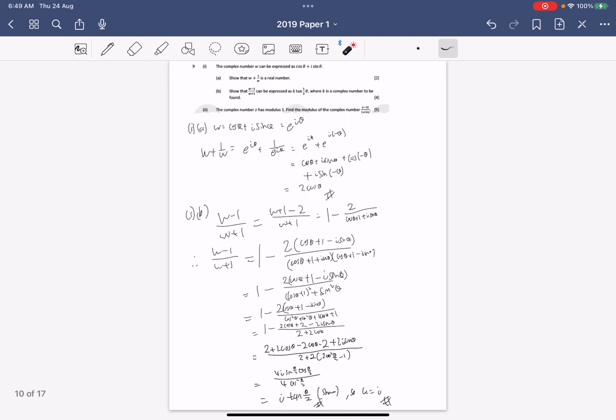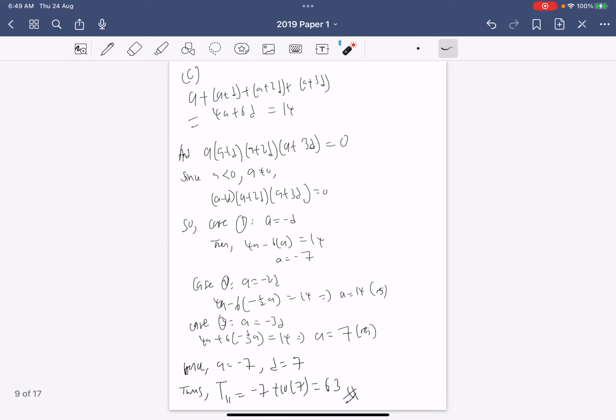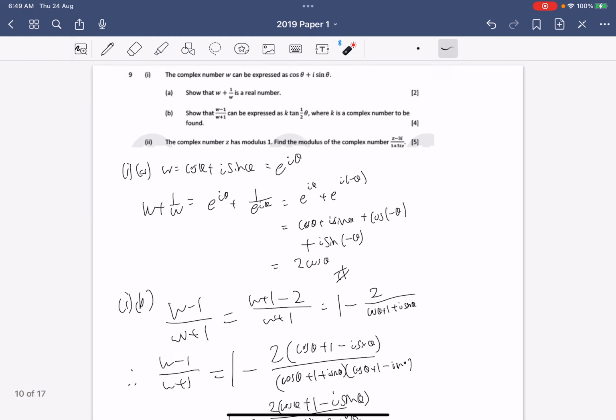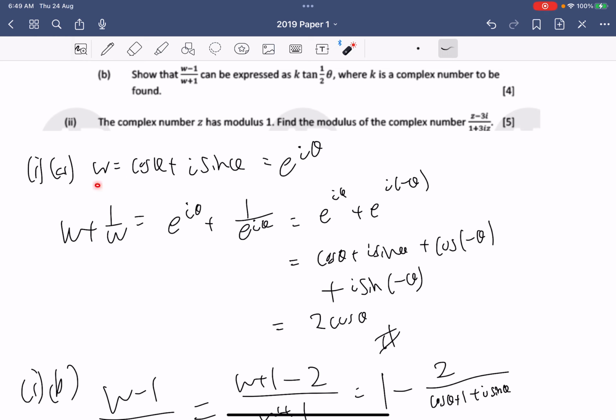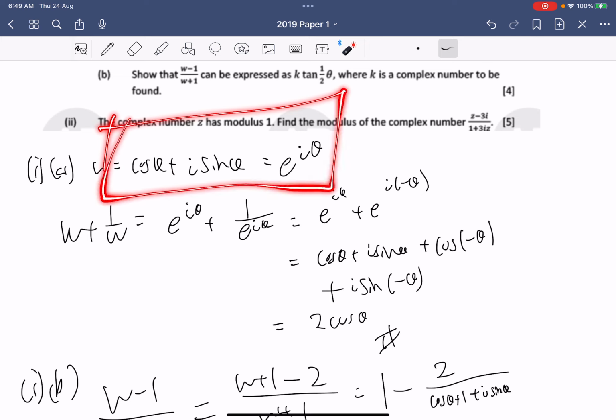Now, for question 9, it's a complex number question, and we now know that W can be expressed as cosine theta plus i sine theta. We're supposed to show that W plus 1 over W is a real number. The quick way to do this is, W equals cosine theta plus i sine theta, which must equal e to the power i theta. So the best way is to always write it in two forms.